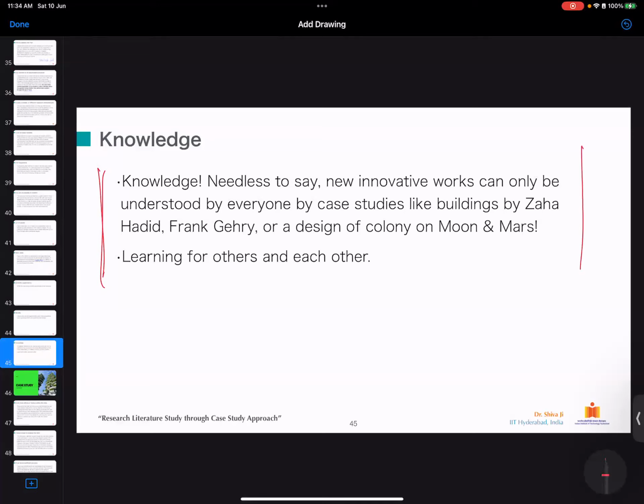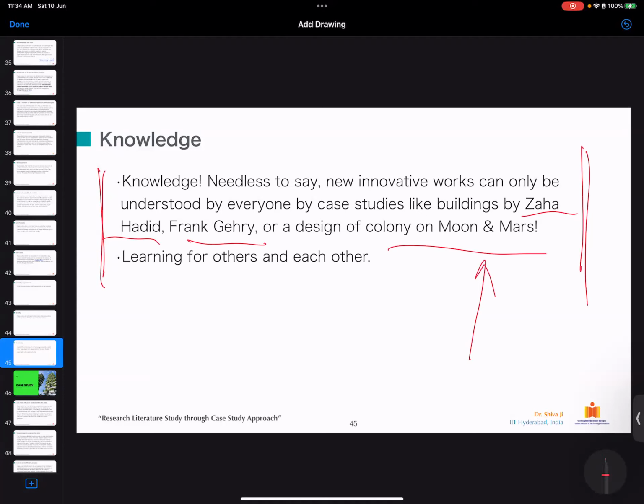Usually in our syllabus we ask our students, we all have done it, a case study of Zaha Hadid buildings, Frank Gehry buildings, all of those visualizations, and I think new proposals which are coming on the Moon and Mars, by sitting in our own classrooms and studios.